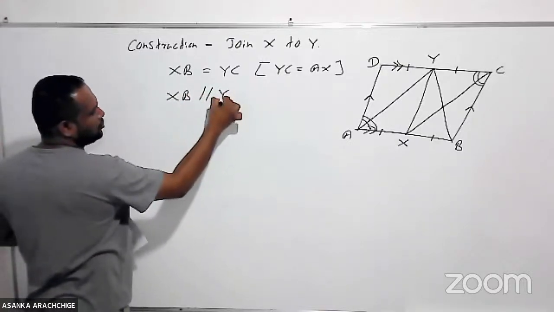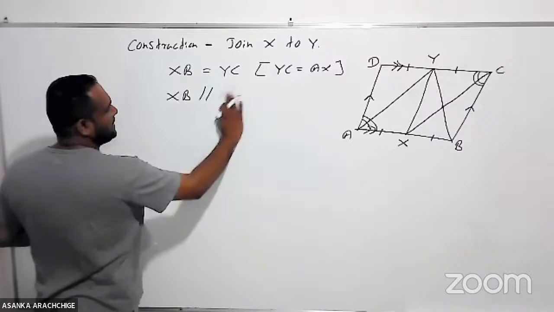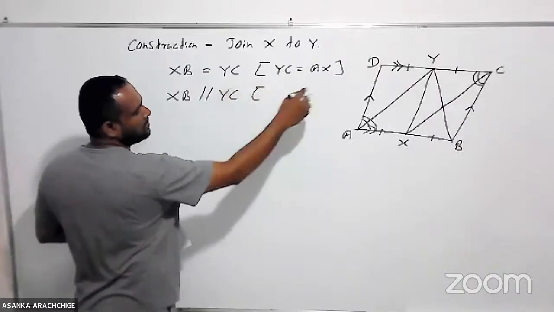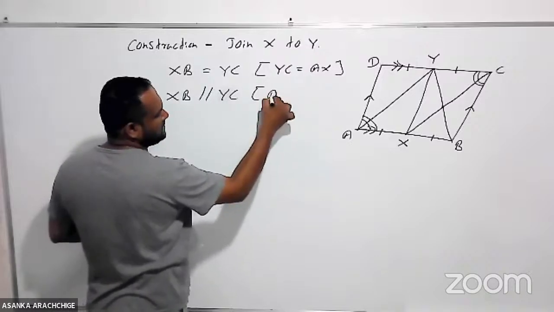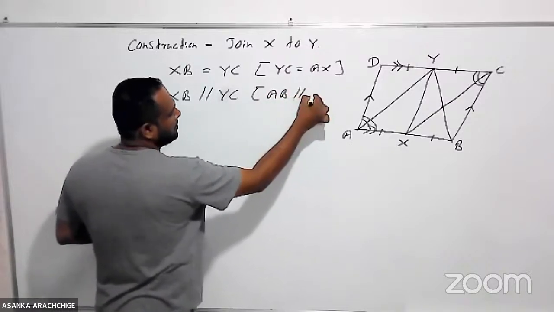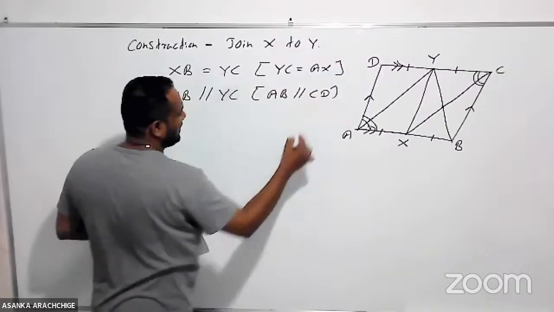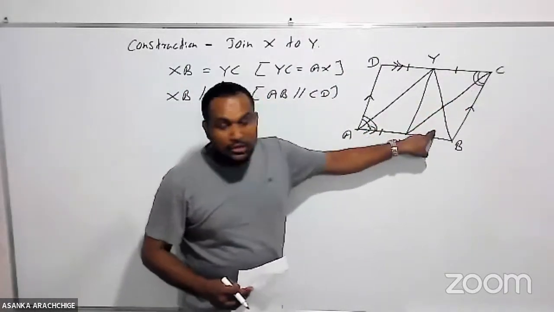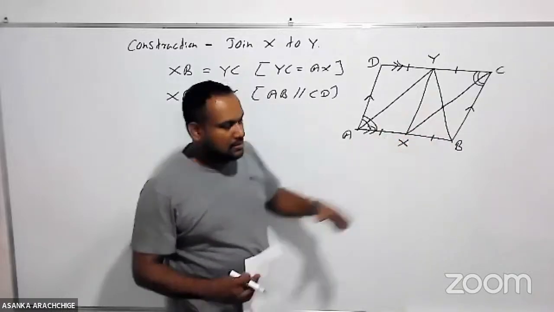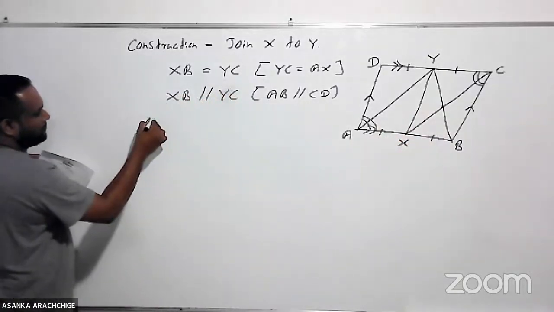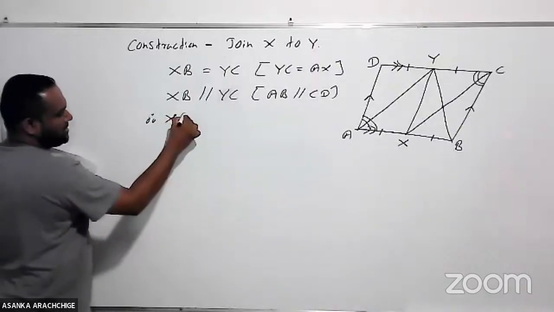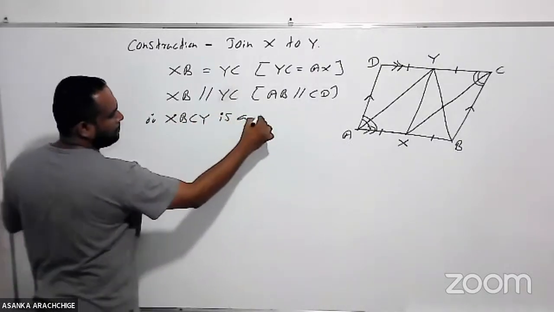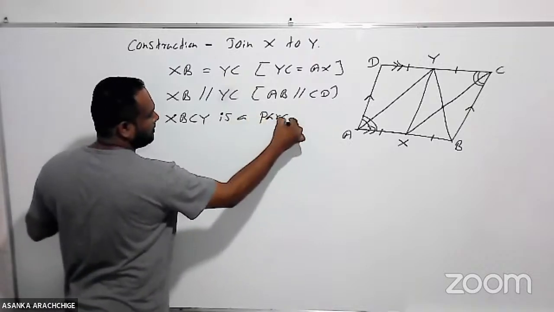Then you can say XB is parallel to YC. Reason: AB is parallel to CD. Therefore, XBCY is also a parallelogram. Therefore, XBCY is a parallelogram.